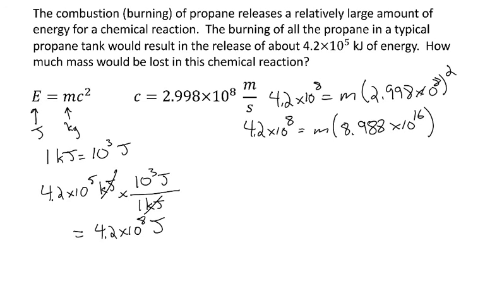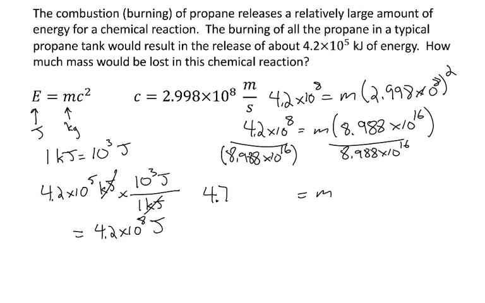All right, then to finish it up, I'll divide both sides by the 8.988 times 10 to the 16. Remember that when you're dividing by numbers in scientific notation, you need to be sure to use that scientific notation button on your calculator, or be sure to put the number in the denominator in parentheses, otherwise you're going to get the wrong answer. The mass that I get comes out to be 4.7 times 10 to the negative 9.